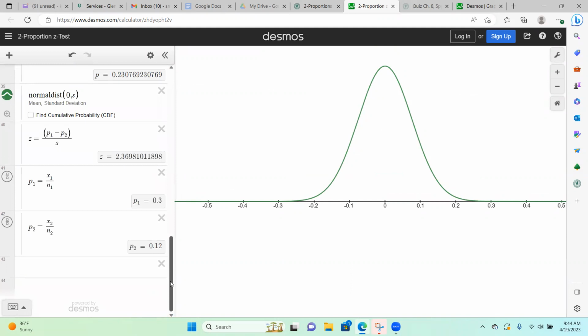Let's go to the bottom. So the percentage of women was 0.30 and the percentage of men was 0.112. And our test statistic is 2.3698 right here. It's our test statistic. And that's definitely further than 2 standard deviations above the mean of 0. So I'm guessing we're going to reject.